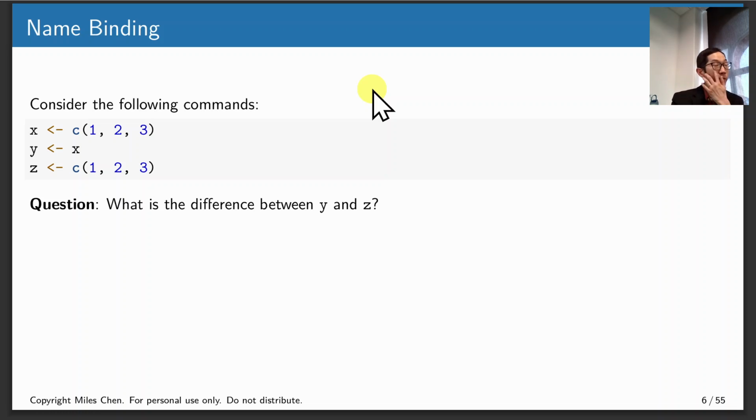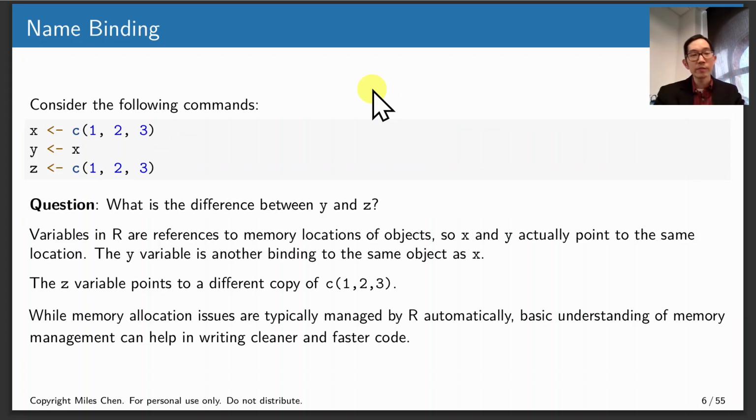So here I have x, and we assign to x the vector 1, 2, 3. Then we have y, and we assign to y x. And then we have z, and we assign to z the object 1, 2, 3. So what's the difference between y and z here? Well, variables in R, again, are references to memory locations of objects. So x and y are two names that actually point to the same location in memory. They're basically two names for the same thing.